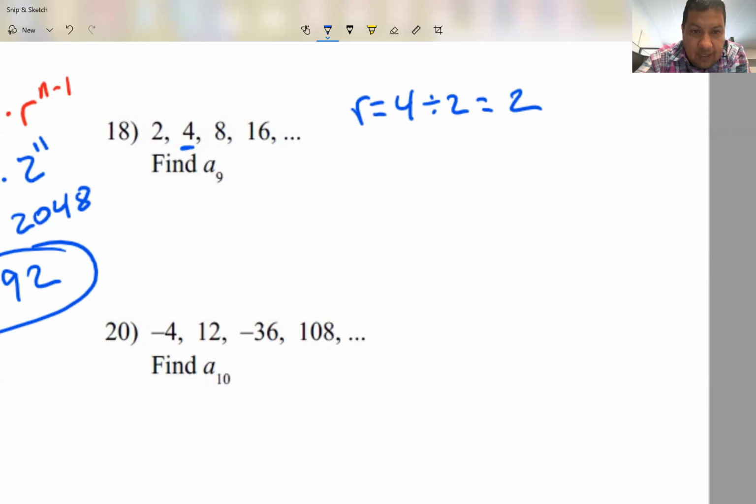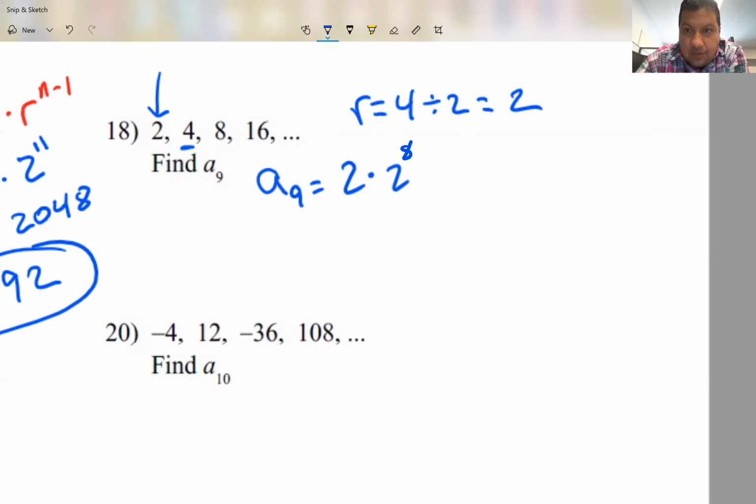So for me to find a9, I'm going to go 2, that's my initial number, times 2 to the 8th. Now, this other 2 is the ratio. The one number that has the exponent is the ratio. The number that doesn't have the exponent, that's the first number on my list. All right, so I'm going to use my calculator. The number I'm looking for is a 2 to the 8th.